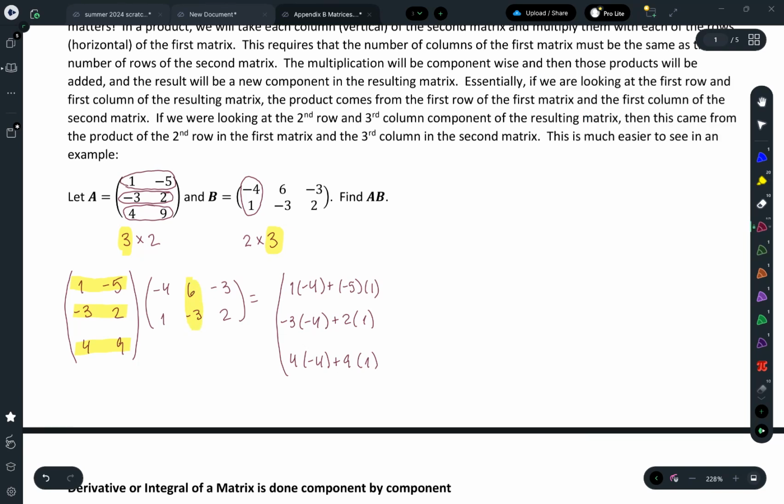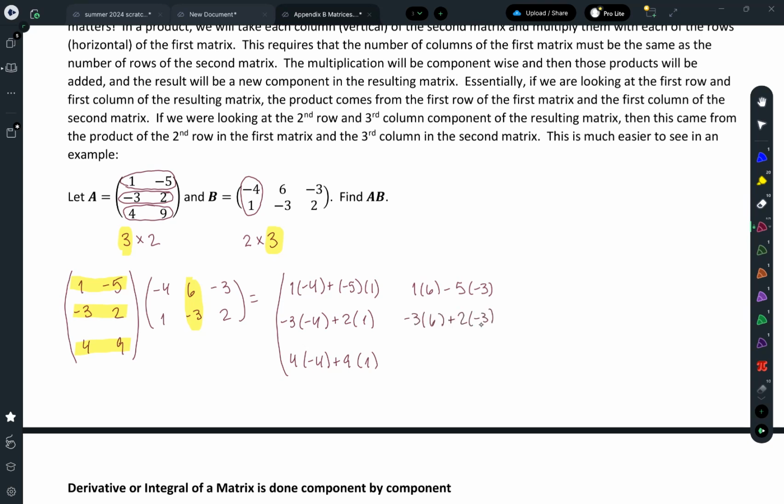So we're going to take that 6, negative 3, and we're going to turn it on its side so it's horizontal, and we're going to multiply it with each of the rows of A. So we get 1 times 6 minus 5 times negative 3. We get negative 3 times 6 plus 2 times negative 3. We get 4 times 6 plus 9 times negative 3. And that takes care of the second column of our resultant matrix.